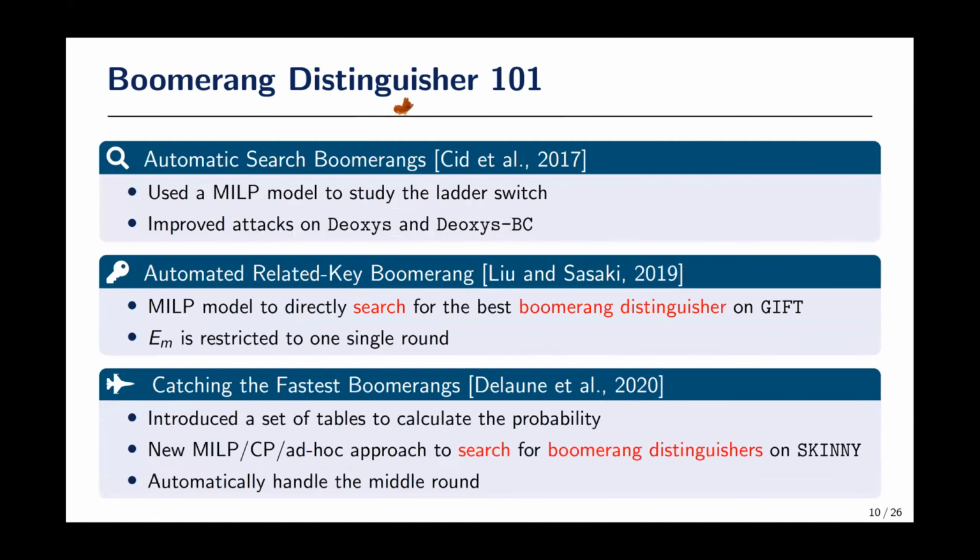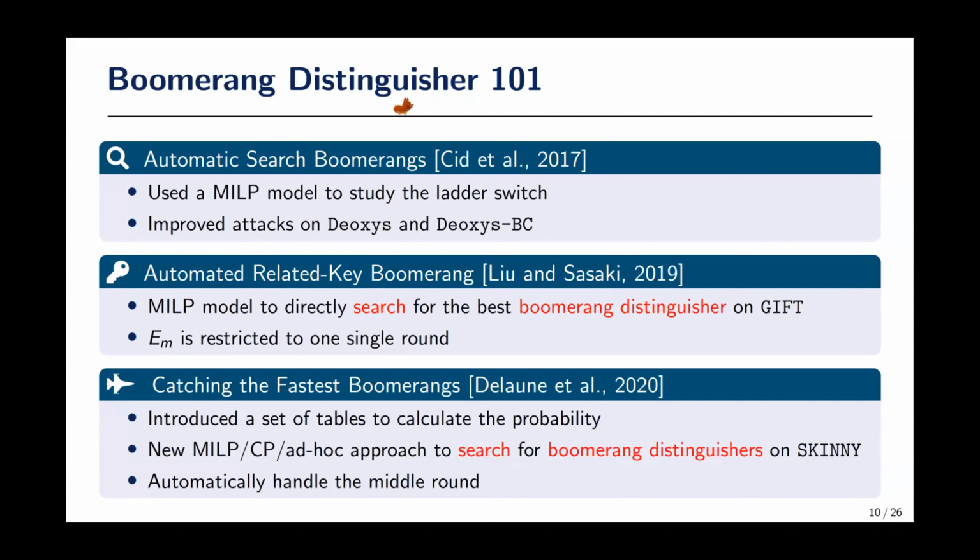To search for the boomerang attack, we typically use automatic tools to search for the boomerang distinguisher. Cid et al. used a MILP model to study the ladder switch to attack Deoxys. Liu and Isobe used a MILP model to directly search for the boomerang distinguisher. But this only considered EM as just one round. And recently, Delaune et al. introduced a set of tables to calculate the probability.